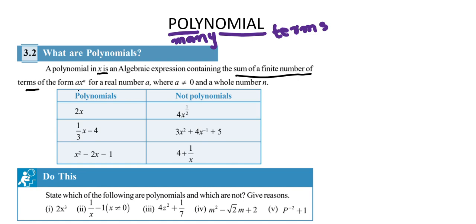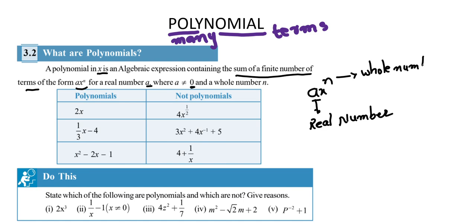Look at the form: a times x power n, for a real number a. Here a is a real number and a should not be equal to 0. It is of the form a x power n, where a is a real number, and n is a whole number. Understand?